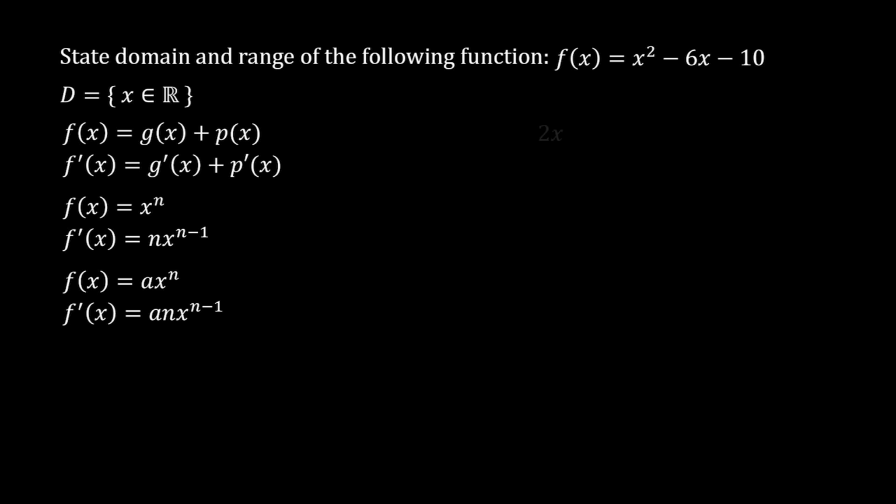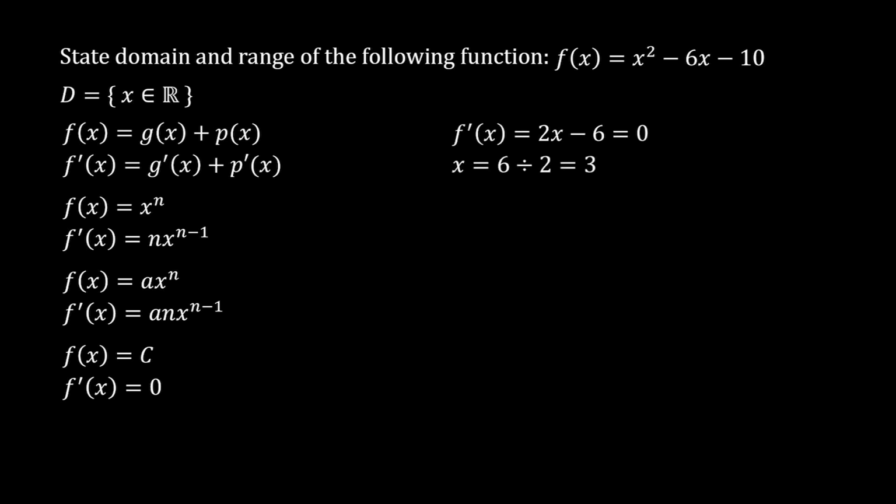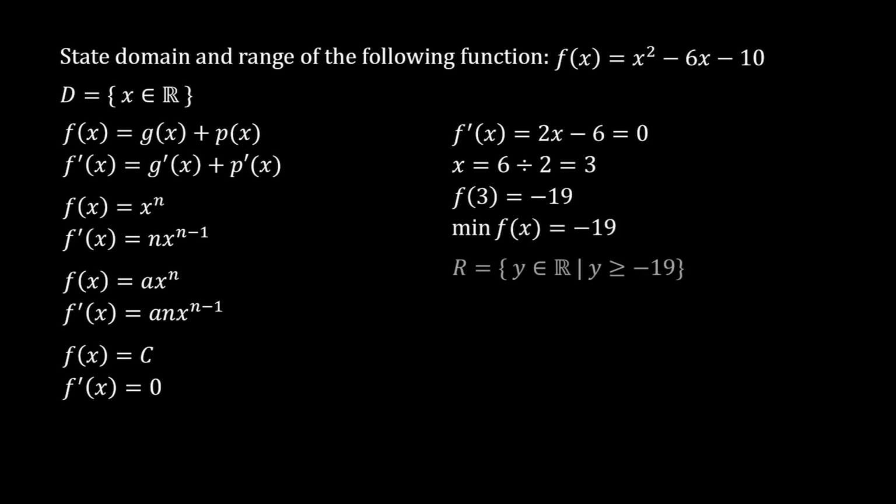The derivative of x squared is 2x, the derivative of 6x is 6, and the derivative of any constant is 0. Our derivative function is 2x minus 6. Let's find the zeros of this function. The equation gives us 3 as the root. 3 is the x-coordinate of the vertex. F of 3, which is minus 19, is the minimum of the function. So here we have the same result again. The range of the function is the set of real numbers where y is greater than or equal to minus 19.